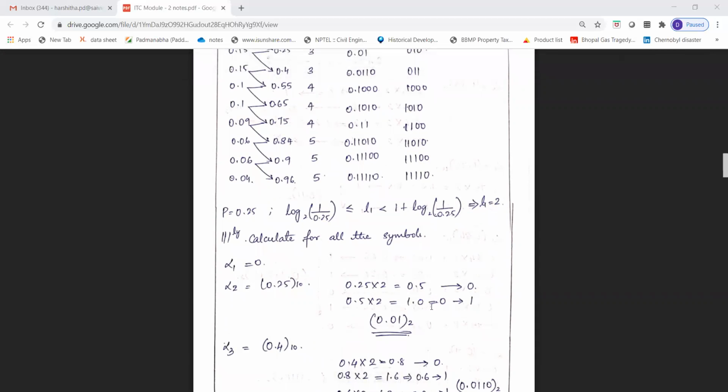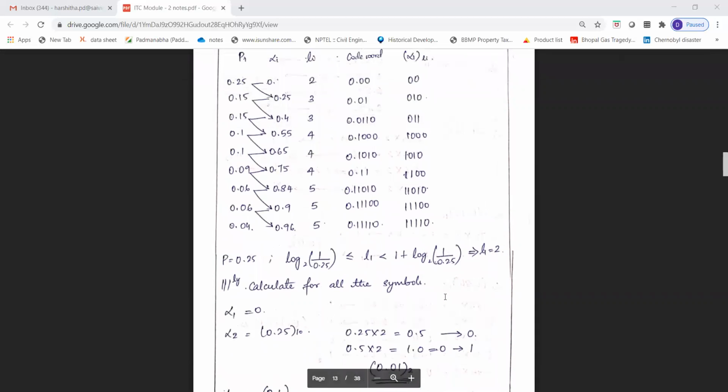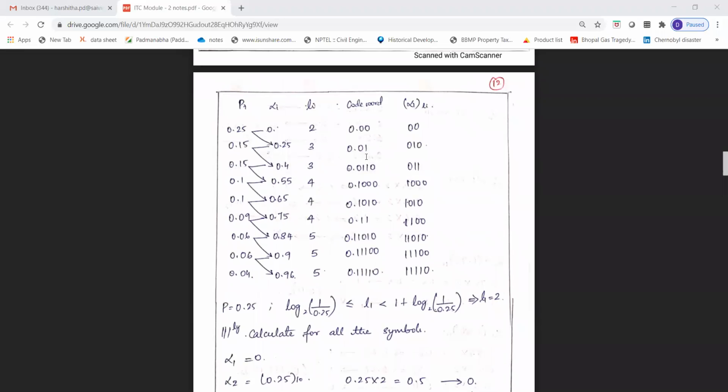So I'll be getting 1.0. So now this 1 is nothing but the carry and the answer is 0. So it is 0 with the carry 1. So the binary value, I'll be writing it in this direction, top to down. So I have 0 and 1. So I'll be writing 0.01, with the subscript 2 for binary, because it is the binary value. So I'll write 0.01 here in the second row.